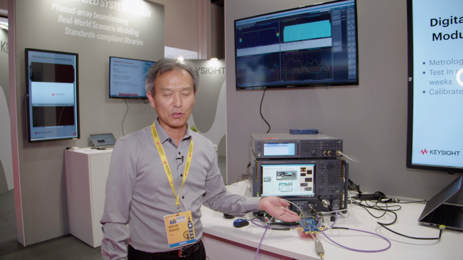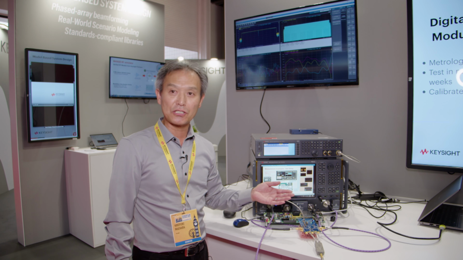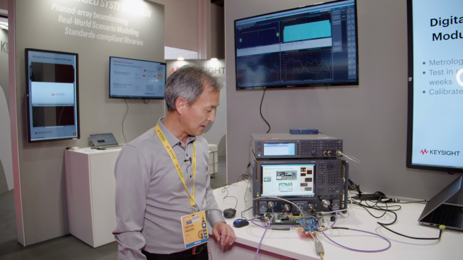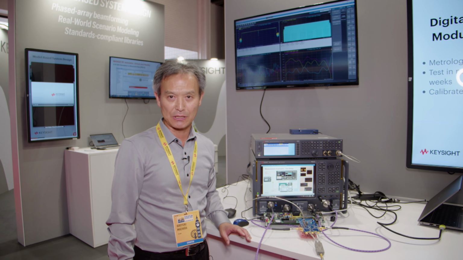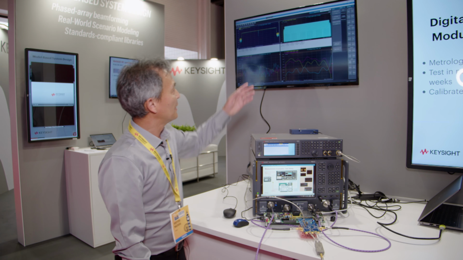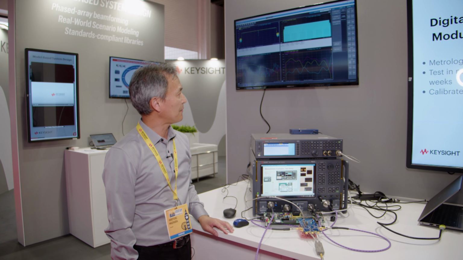This particular device also has transmitter channels. For transmitter measurements, we generate digital IQ data, download the IQ data into the device, and the device outputs the RF signal. We measure that output signal with the PNA network analyzer. The result is shown here on the right side. Again, we measure the gain versus frequency, delay deviation, and phase deviation as well.